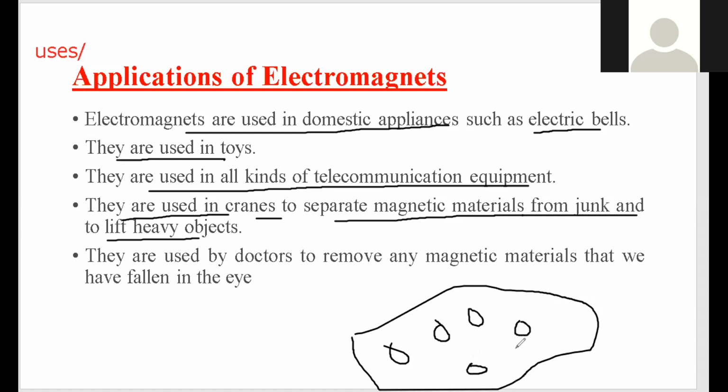So if from that large area one wants to separate the magnetic materials, now what do magnetic materials mean? Magnetic materials are those which are attracted by a magnet, right? Which are attracted by a magnet.